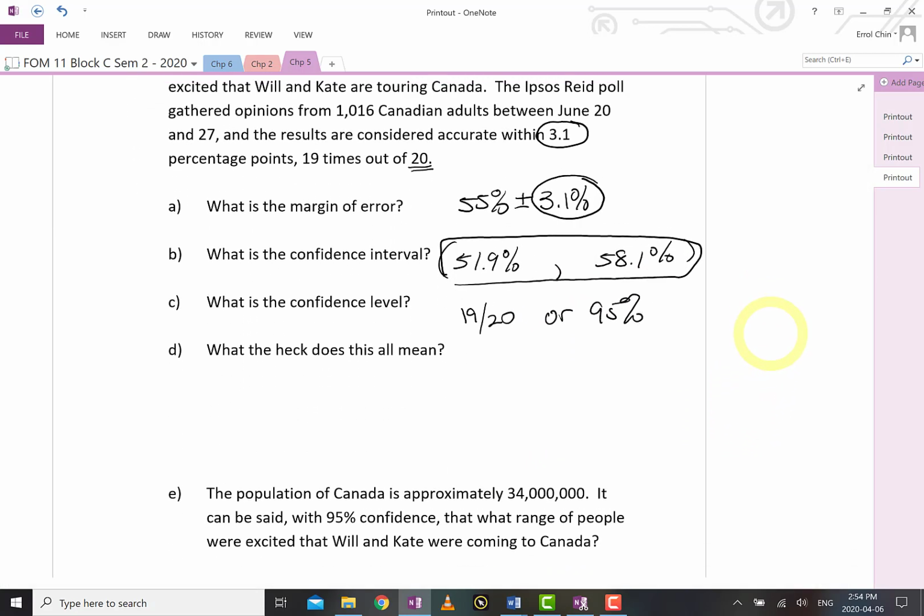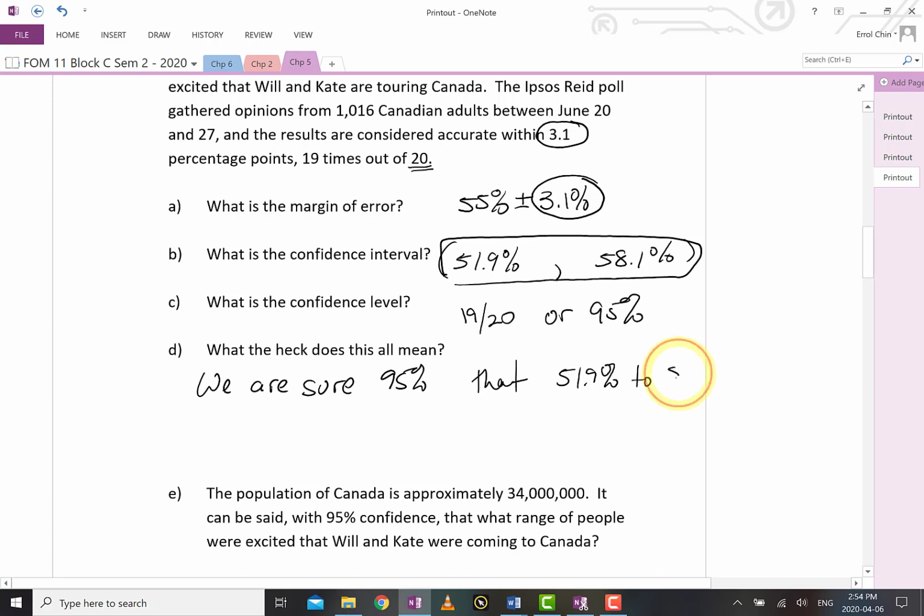Now, what does this all mean? It means that we are sure 95% of the time that somewhere between 51.9% all the way to as high as 58.1% of the people are excited to see Will and Kate.